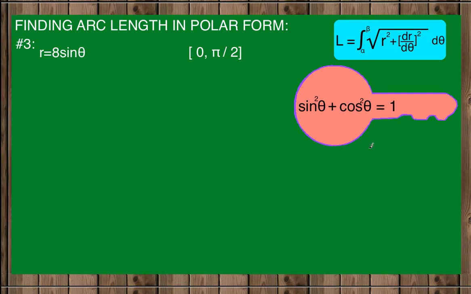Let's calculate the arc length of r = 8 sine theta from 0 to pi over 2. Our radius is 8 sine theta. We need to find the derivative of the radius. The derivative of sine is cosine, so the derivative of 8 sine theta will be 8 cosine theta.